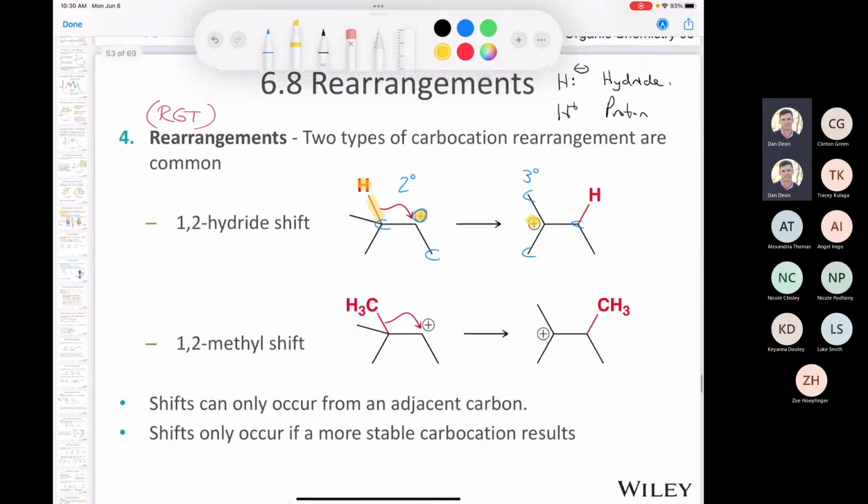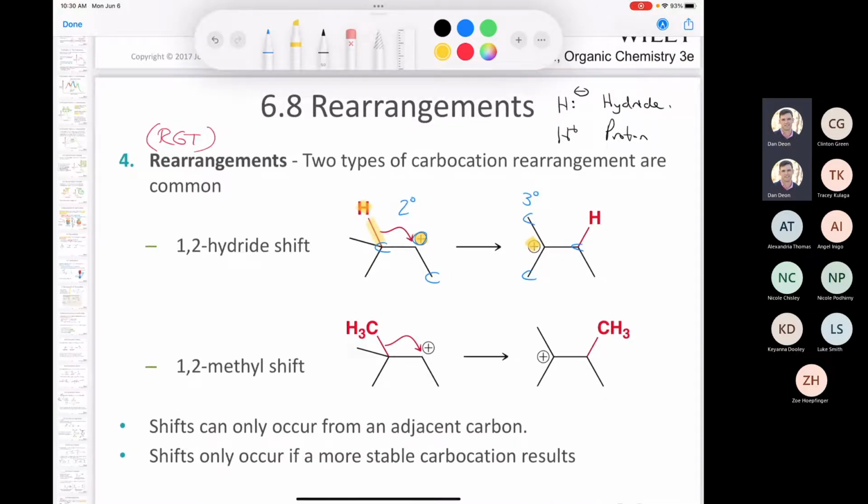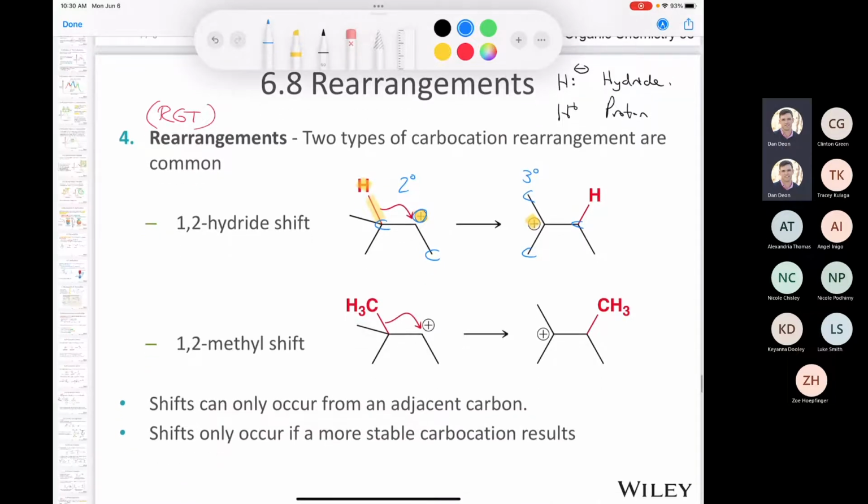The other one is a methyl shift, a 1,2 methyl shift, same rationale. Here we have a secondary carbocation, but if we took this neighboring methyl and put it and its pair of electrons into that empty p orbital, then we end up with a tertiary carbocation. So shifts can only occur from an adjacent carbon. That's why they're 1,2. And shifts only occur if you get a more stable carbocation. So we have to go from primary to secondary, or secondary to tertiary. And then a tertiary can even rearrange under certain circumstances.